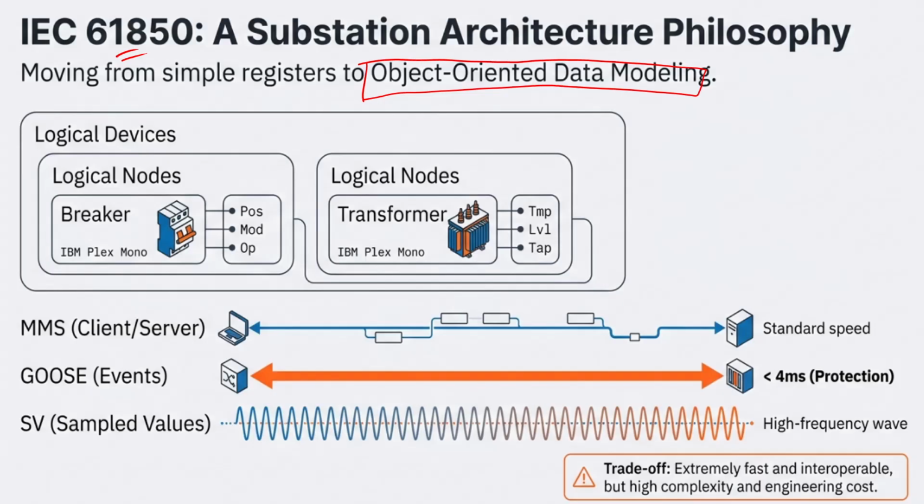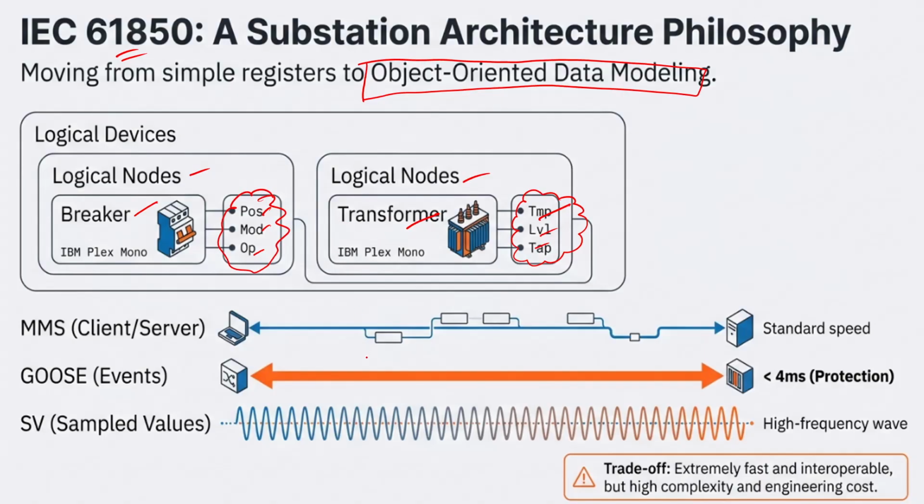It is very much used and very helpful in data modeling, right? Coming to the key innovation, it is logical devices and logical nodes. A logical device is a cluster of logical nodes. For example, we have a breaker, we have a transformer. In the breaker we have the position, mode, operations, and then a temperature level, tap, and so on. These are the parameters we will be monitoring and fetching from these logical nodes.